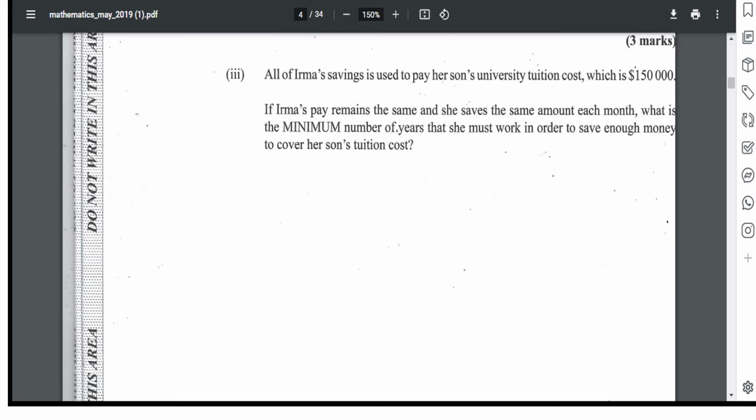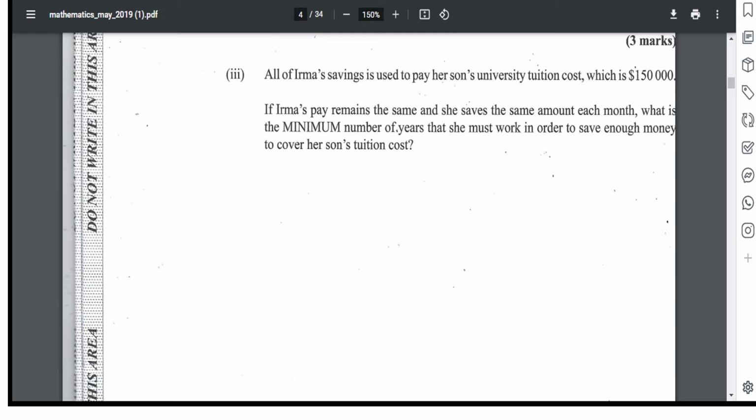Third part of this question in 2019 reads, all of Irma's savings is used to pay her son's university tuition cost, which is $150,000. If Irma's pay remains the same and she saves the same amount each month, what is the minimum number of years that she must work in order to save enough money to cover her son's tuition cost.